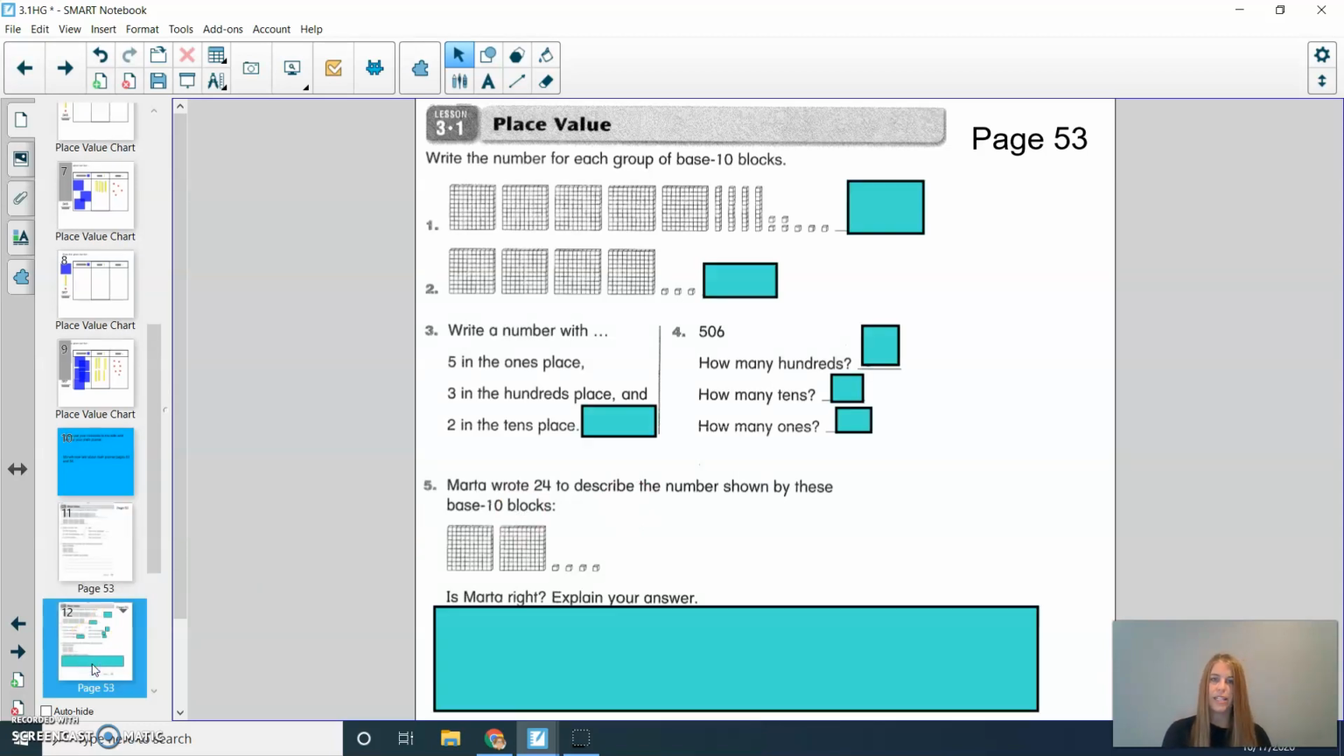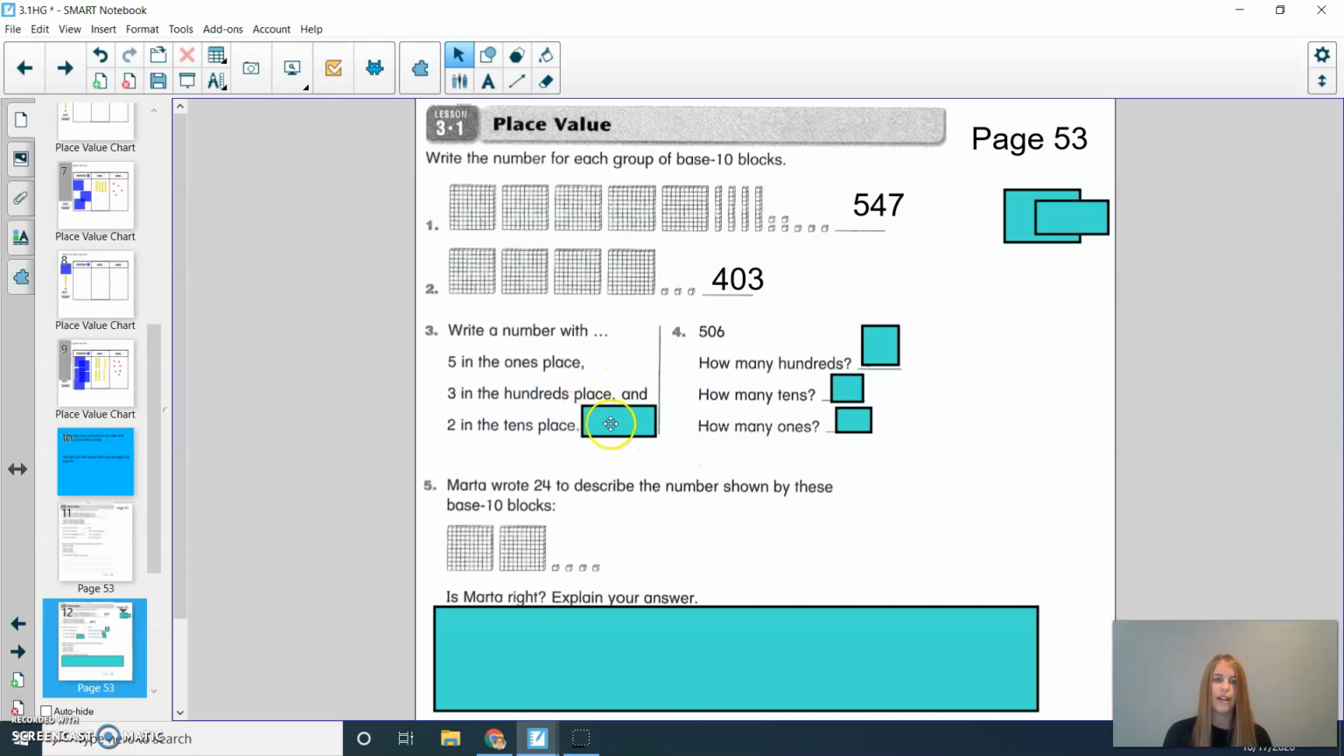All right, second graders, if I'm getting to a question that you didn't get a chance to answer, then please just press pause. But looking at question number 1, I can see that I have 547 because I have 5 flats, 4 longs, and 7 ones. Then looking at number 2, I know that I have 403 because I have 4 flats, which are the hundreds. I don't have any longs, so I need to show that by putting a 0 in my tens place. And then I have 3 ones, 403.